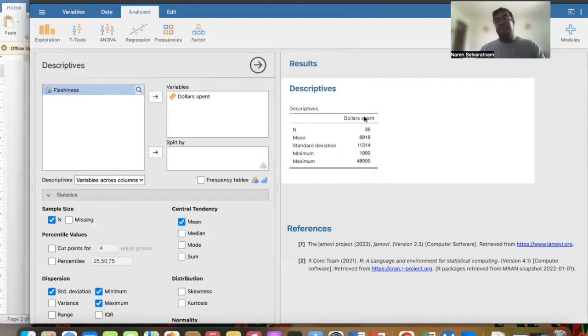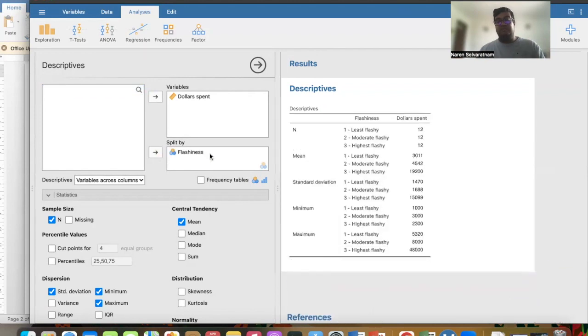So this is the basic descriptive for the overall sample. The idea is, when you run an analysis like this, you should be able to remove unnecessary things and put everything in an understandable fashion so that the reader can understand it very well. Now, I am going to split this information by flashiness. So take flashiness and put it under the split by option. Now I can see the N for all three. All three groups have 12 people, and the mean, standard deviation, minimum and maximum are given for all three.